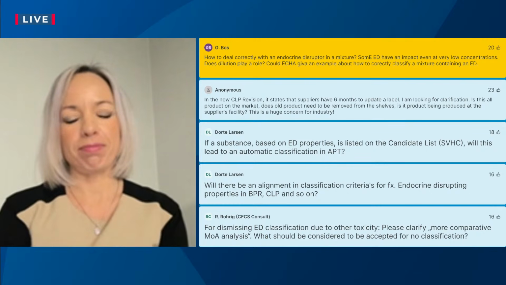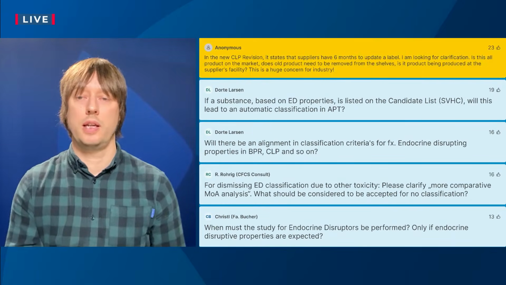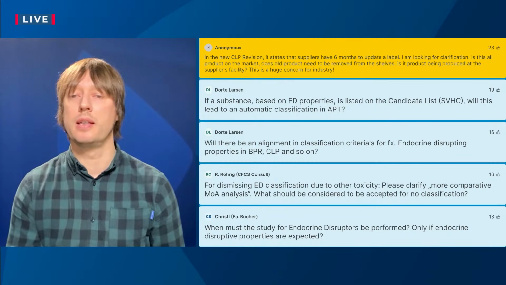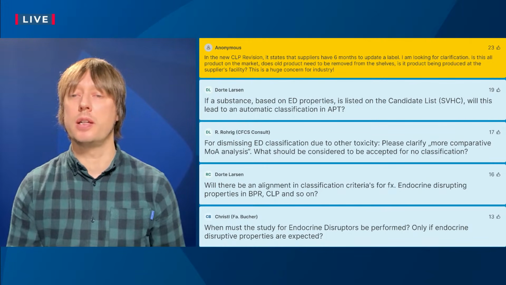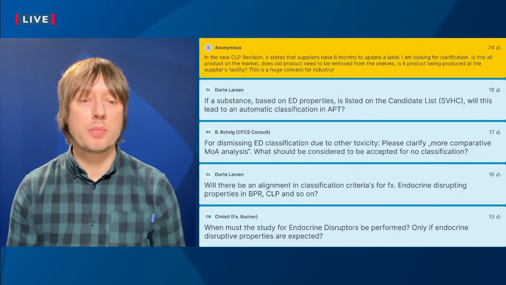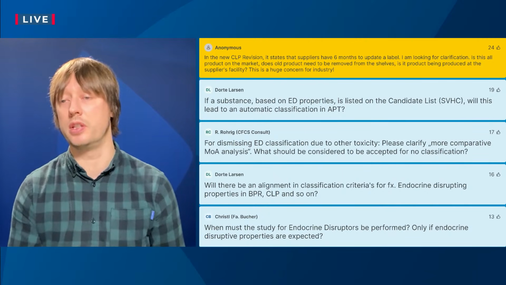Thank you very much, Kirsi. So the next question. In the new CLP revision, it states that suppliers have 6 months to update a label. I'm looking for clarification. Is this all products on the market? Does an old product need to be removed from the shelves? Is the product being produced at the supplier's facility? This is a huge concern for industry. This is for Stina.